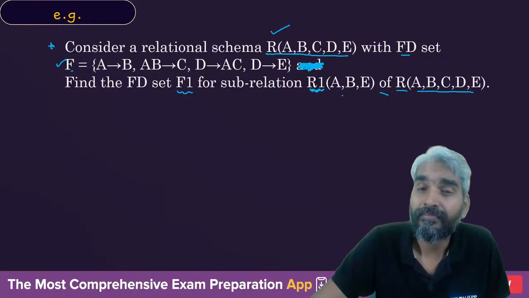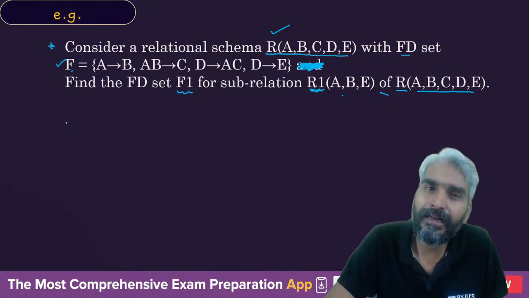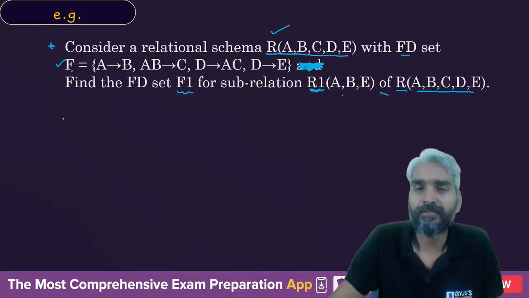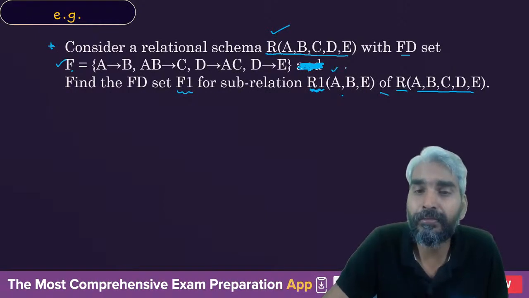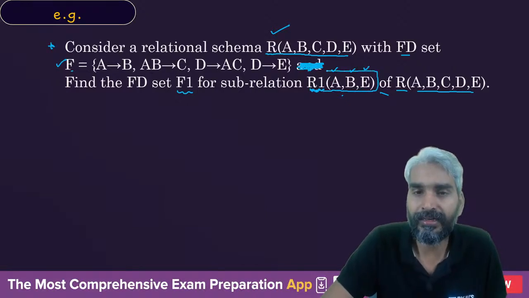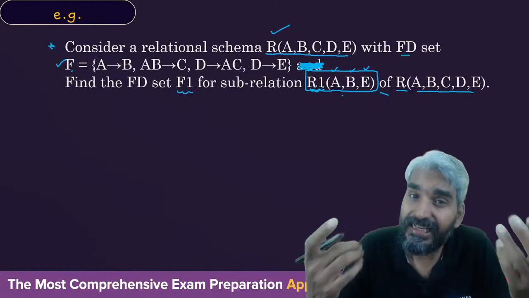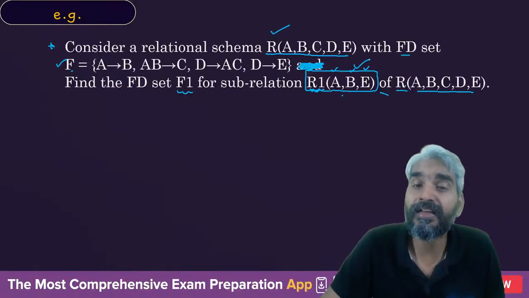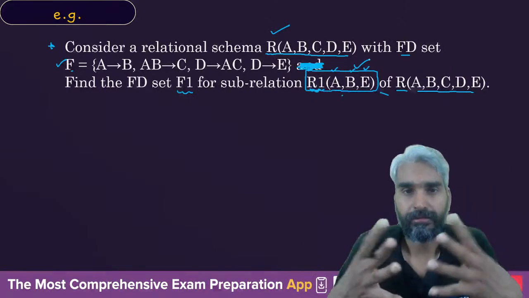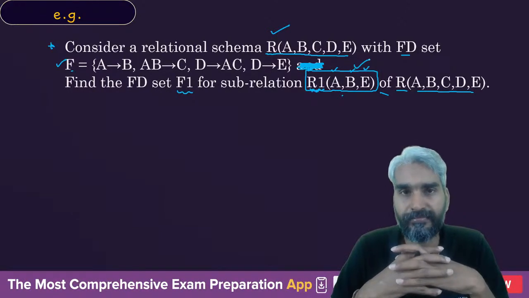Let's assume that there is a relation R which consists of 5 attributes. Out of those we are projecting only 3 attributes A, B and E. Then that will become a subrelation of relation R. Now what are the functional dependencies which will exist in this subrelation R1? That's what we are trying to find out. So how can we do that?